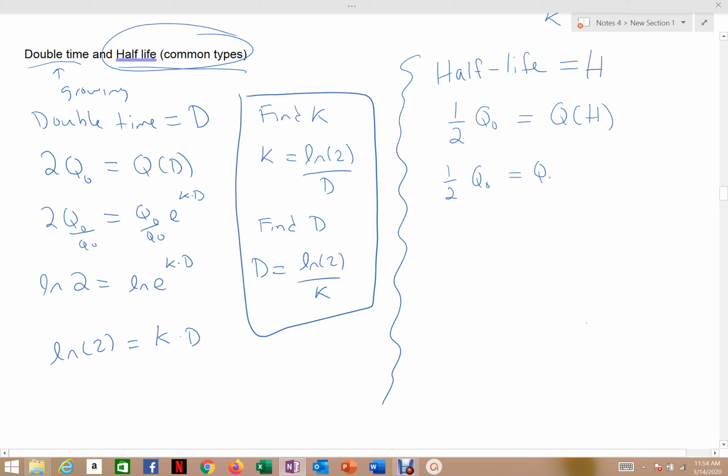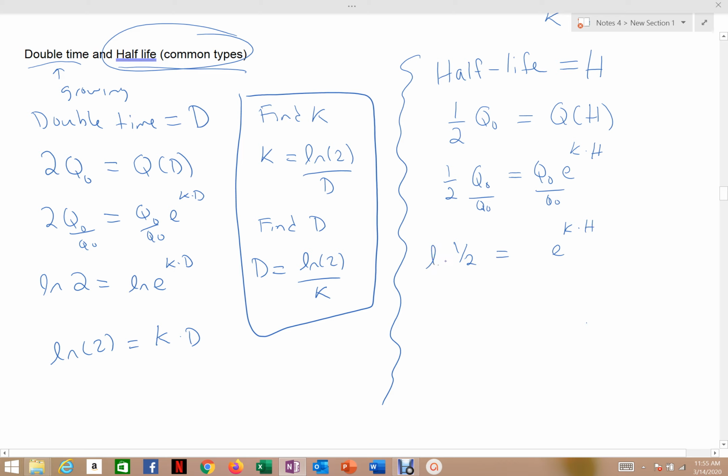So initial amount times e raised to k times my half-life. Alright, and now I solve. So first step is divide out the initial amount, which again, those reduce to 1. So on this side I'm left with 1/2. On that side I'm left with e raised to the k times h, where k is my decay constant.